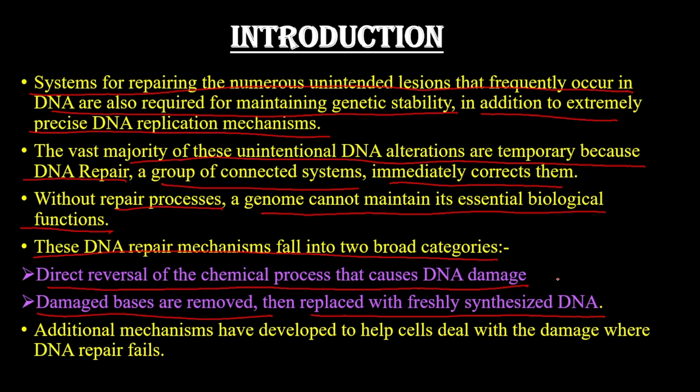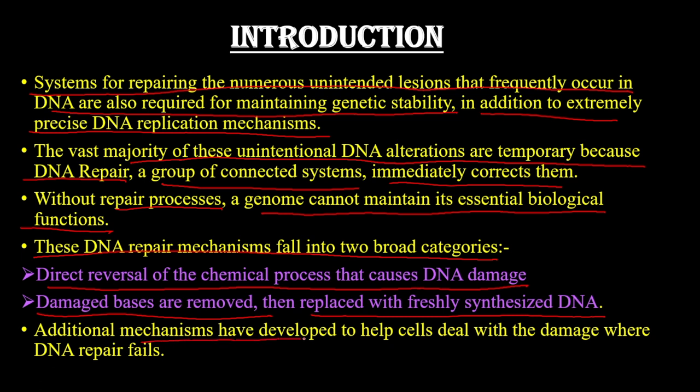So, you have two choices for reversing these damages. First, you can reverse the process, you can reverse the reaction. For example, if you have alkylating agents, you can reverse the alkylation and reverse these reactions so that the guanine is converted back to the original base and so on. The other option is that you can just replace the damaged base with the normal base, and that is also another mechanism.